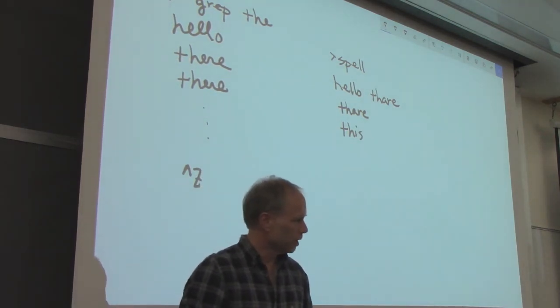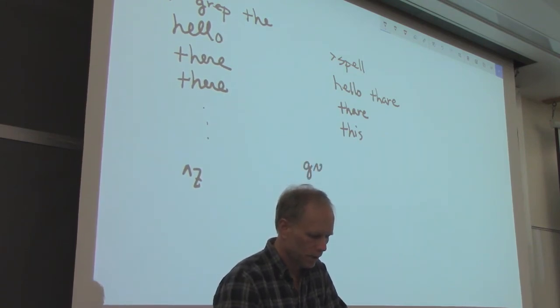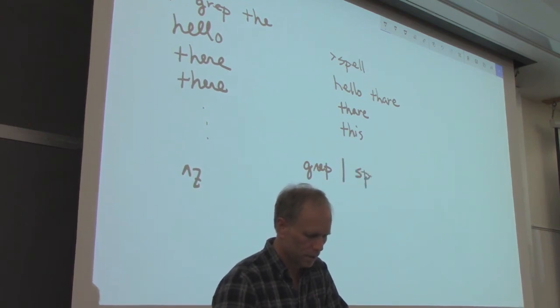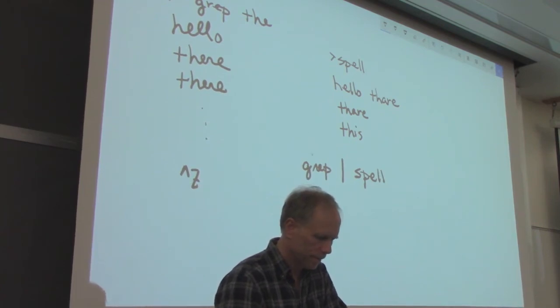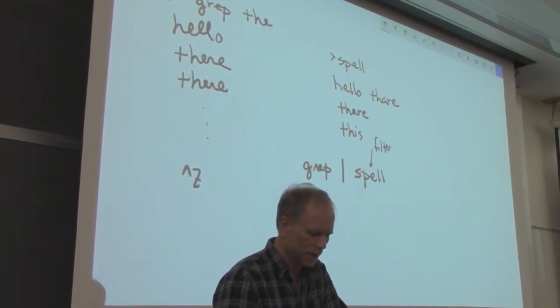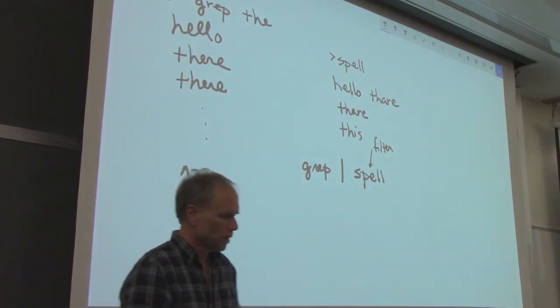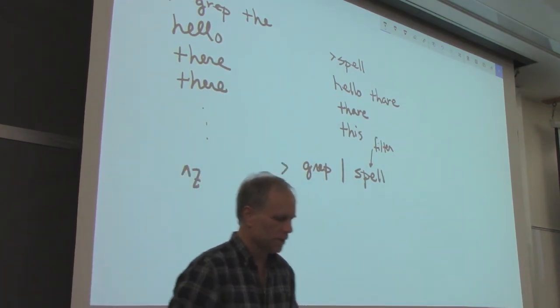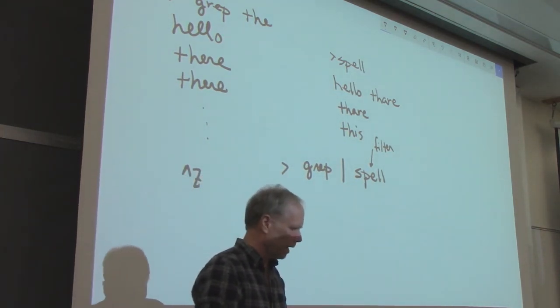So what you can do at the command line is something like this. You can say grep, and you pipe to spell. This here is called a filter because it takes input and produces different output. And this vertical thing is called a pipe. So at the command line, you could type that. You could say grep pipe to spell. And how do you suppose that works? What happens when we run it like that?